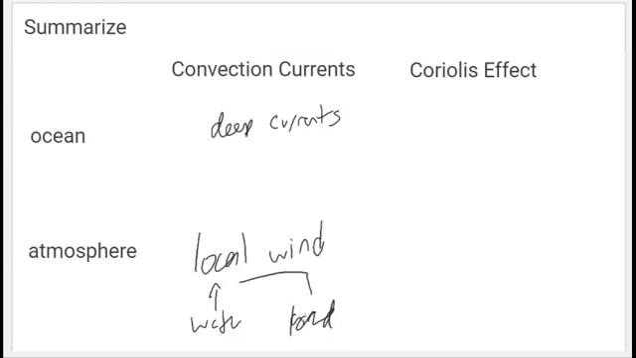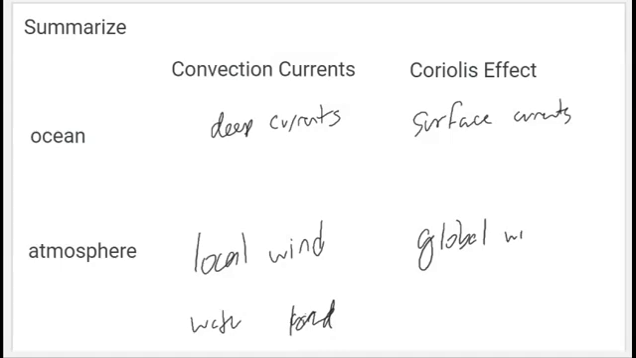Those make local winds. The Coriolis effect in the ocean creates surface currents. And in the atmosphere, it creates global wind. And they pretty much work the same way. So they're really easy things to keep track of because they kind of have a sibling in the air and the water, and the same thing causes both things.